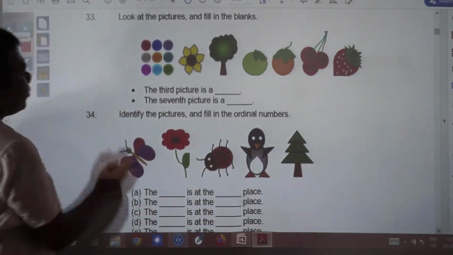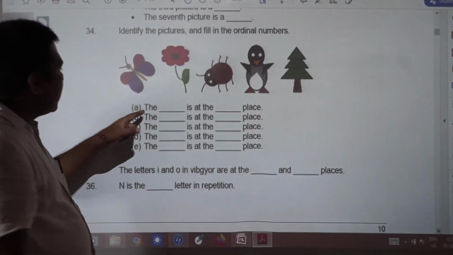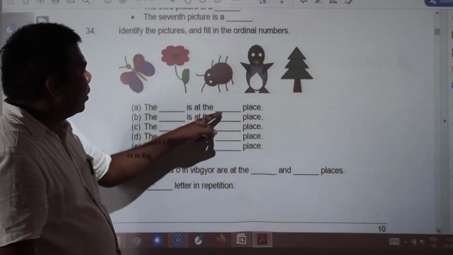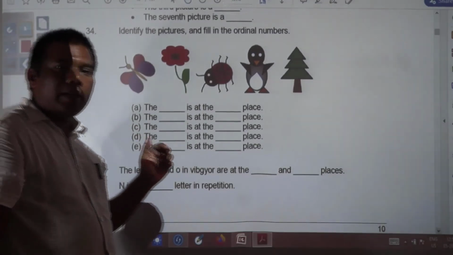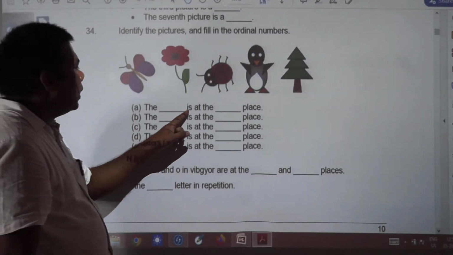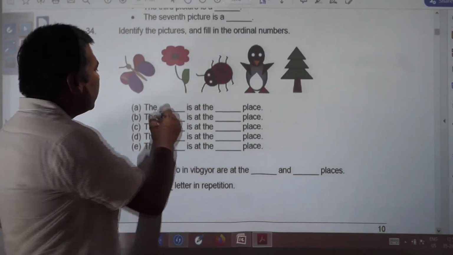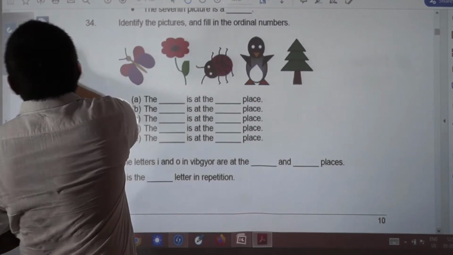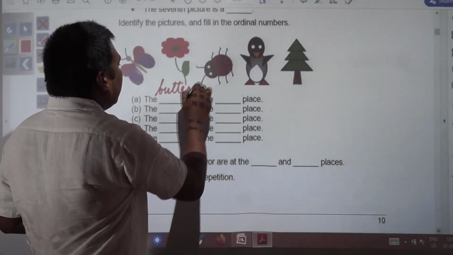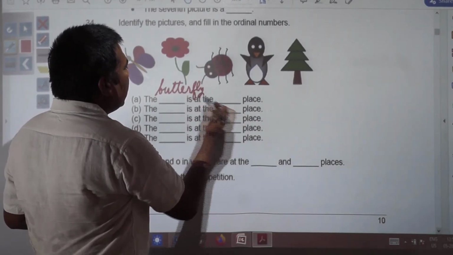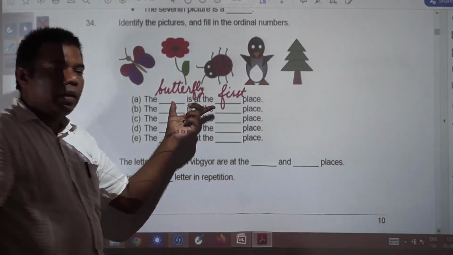Next you see, identify the pictures and fill in the ordinal numbers. Again, the picture is at the blank place. Start with the butterfly. Which place is the butterfly at? First place. So what do you write here? Butterfly. Here you write butterfly, and here you write which place it is in. This is in first place. So like this you will fill.